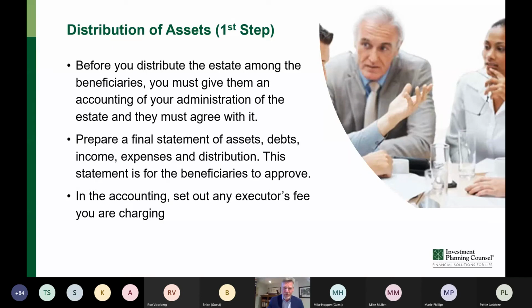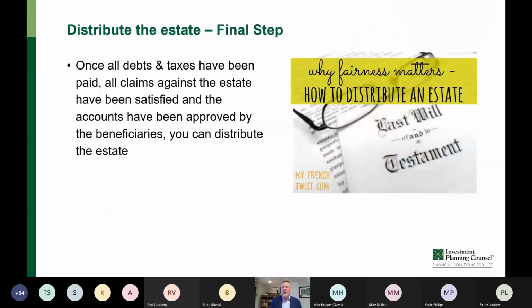Before you distribute the estate among the beneficiaries, you must give them an accounting of your administration of the estate. So again, I was talking about the documentation. You want to make sure either you're working with an accountant or a tax specialist, or you're doing it on your own, that you've got everything accounted for. And you're going to then prepare what is called a final statement of assets, debts, income, expenses, and distribution amounts. That statement is for the beneficiaries to then approve. Hopefully, once everything is approved, you can also put in there your executor fees that you're charging and ensure that they would approve that. The final step, once everyone's signed off and all the debts and taxes have been paid, all claims against the estate have been satisfied, and the accounts have been approved by the beneficiaries, you can then distribute that estate.